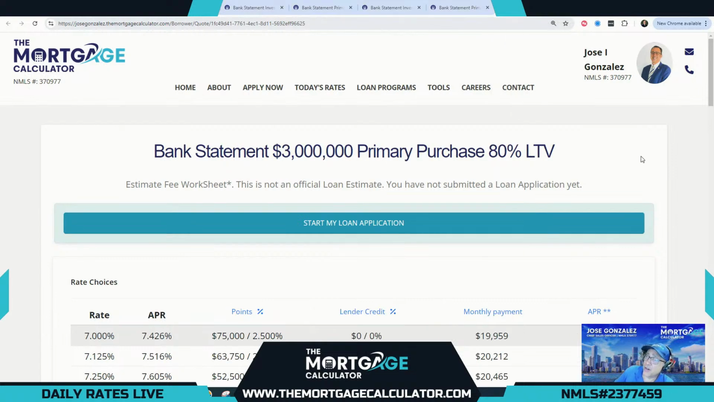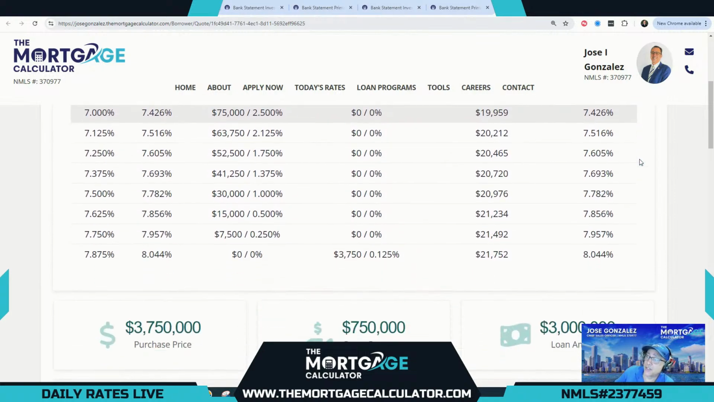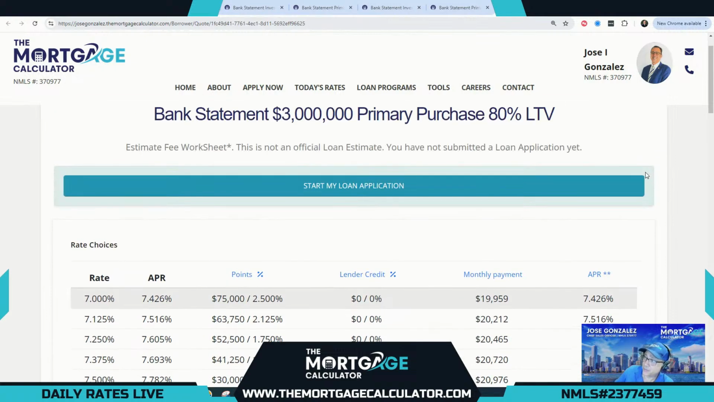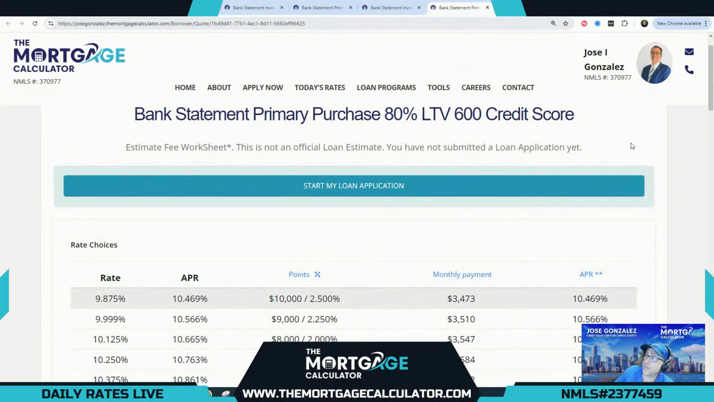Now I wanted to show you here that we can also do those large loans. Here is an 80% LTV option, $3 million loan, $3,750,000 purchase price. You can see right there, and we have some awesome options here. 7.875 actually with a lender credit of 0.125, and you can buy that down all the way to 7% at a cost of 2.5 points for our 80% LTV, $3 million bank statement loan.